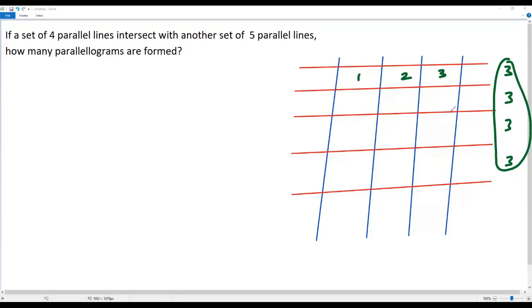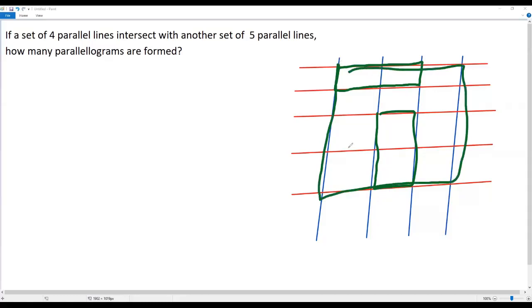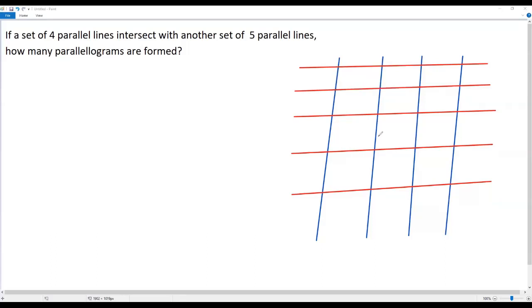No, it's wrong. Because we should not only count the individual parallelograms that I've marked so far. Apart from that, we can count the parallelograms in this way. This is also one parallelogram. Or this one is also one parallelogram. Or even the complete figure over here can be counted as one parallelogram. In this way, we can draw many parallelograms. So we'll be getting more than 12 parallelograms.